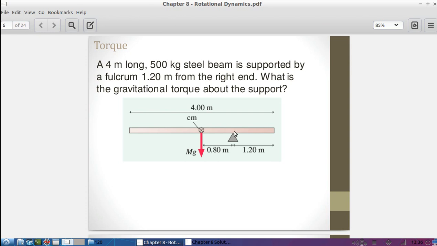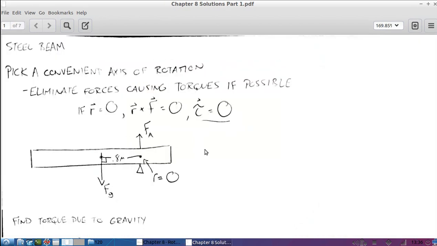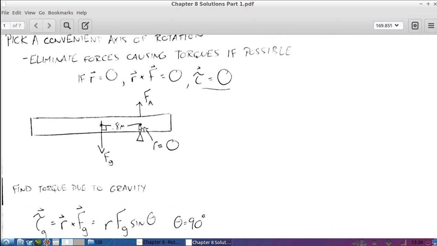So I'm going to pick this point right here to be my axis of rotation, so I don't even have to consider the torque being applied by this fulcrum. All I have to do is worry about the torque applied by gravity. Here's my picture. The reason I picked this is because I'm eliminating that force. It's still applying a force on this object, but if I pick this to be my pivot point, it's not generating a torque.